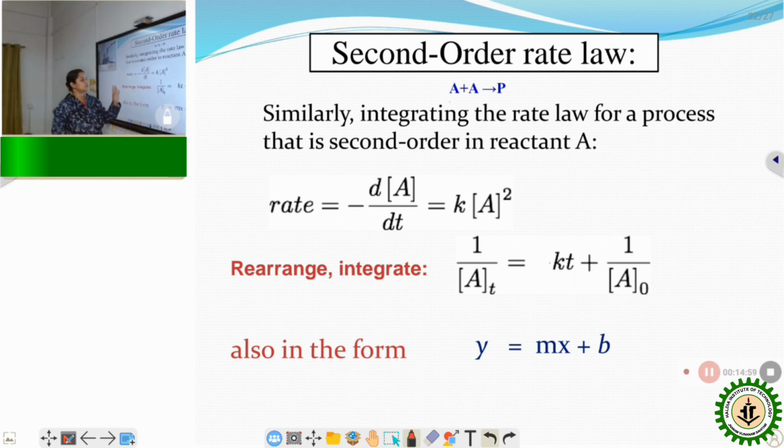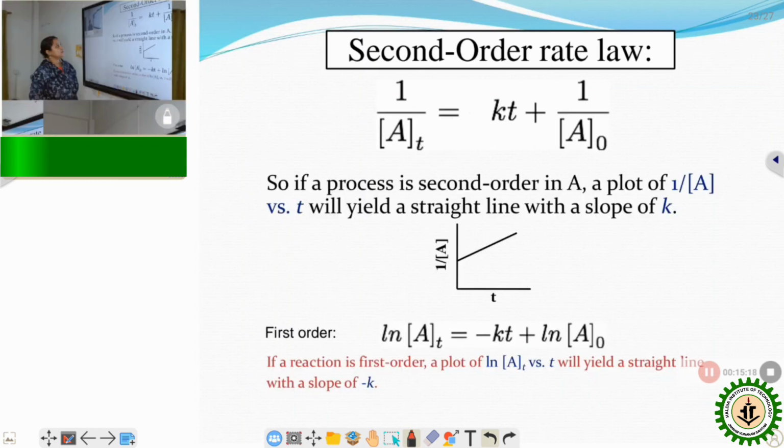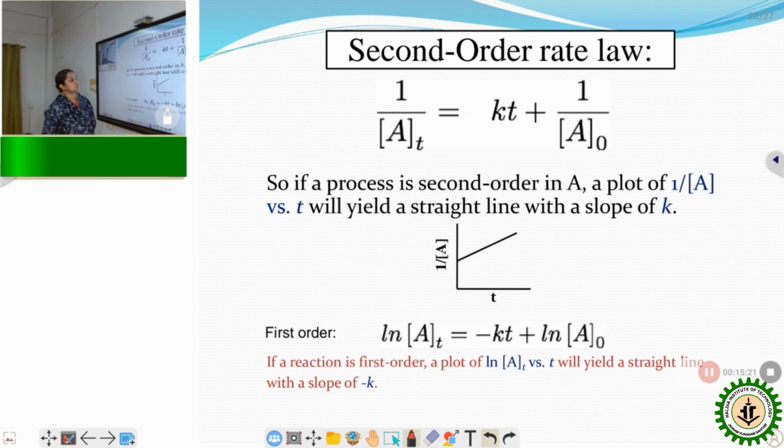Therefore, according to our previous knowledge, we already learned how to write the rate expression. Therefore, -dA/dt = k[A]^2. And if we again integrate this differential equation, then we get 1/At = kt + 1/A0. And obviously again this follows the y = mx + b format. So if we plot 1/A versus t, this will give a straight line. In comparison to the first order reaction, here the slope will be k, and it is positive, whereas in the first order reaction when we plot ln At versus t, we got a negative slope.